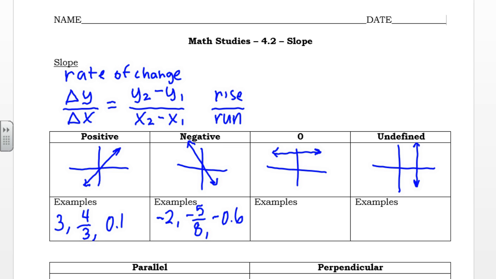If you've ever heard of the vertical line test, this one is undefined. It fails the vertical line test because a vertical line drawn through this line would hit infinitely many points. But a zero slope could just be 0. It could be 0 over 6, really 0 over any number, because when we divide those, they would be 0. An undefined slope would be 5 over 0.